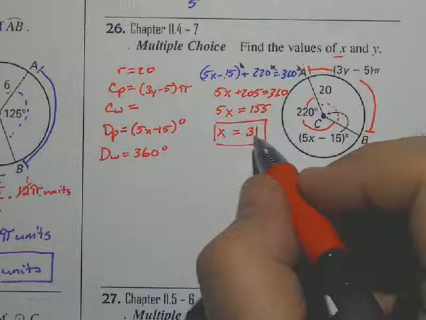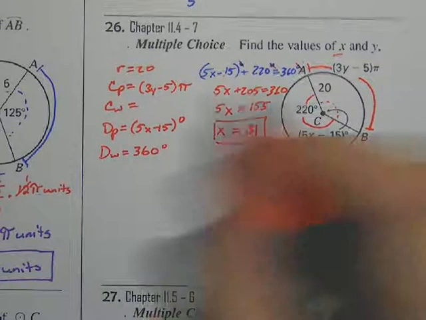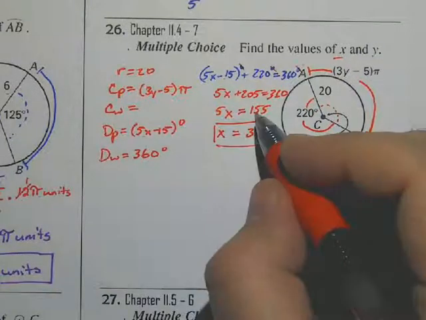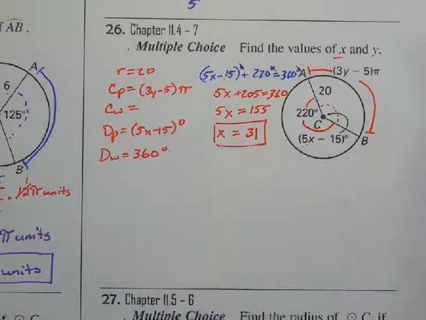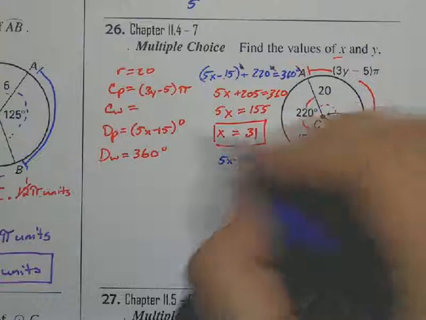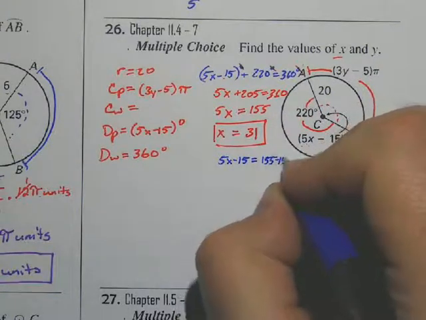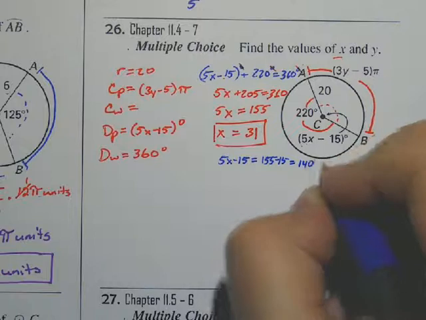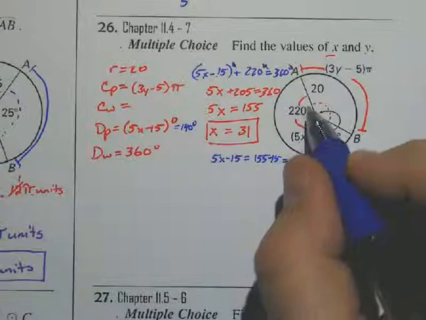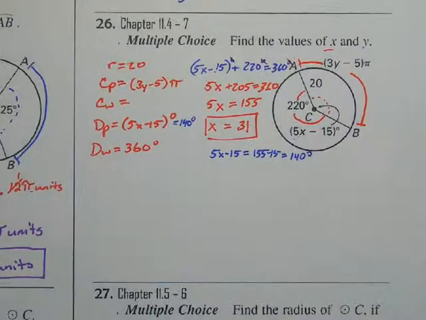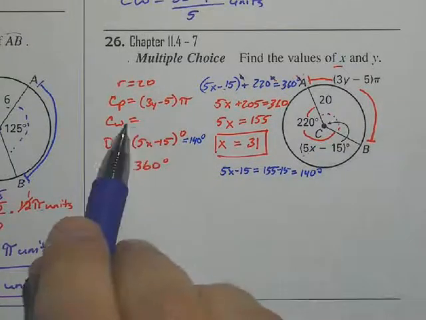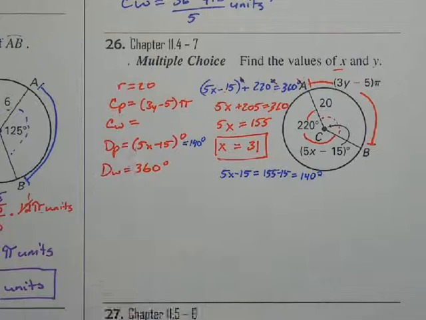And so now I might need to use that x to figure out what the partial degrees were. If I plug that in, 5x, well, we know that's 155, minus 15. So 5x minus 15 equals 155 minus 15, which equals 140 degrees. Now that might have been easier got by saying it's 360 minus 220, right? Okay, so my partial degrees is 140. And then how am I going to use that to figure out what my whole is? Well, I may not even need to, but we'll find out.